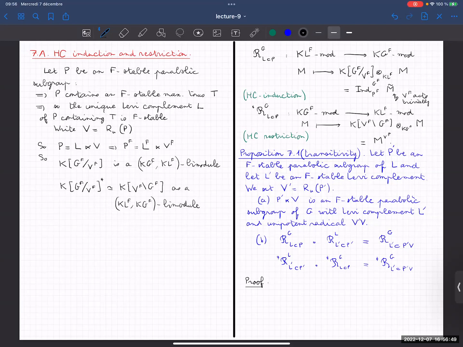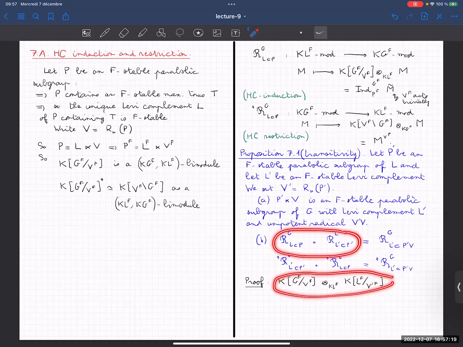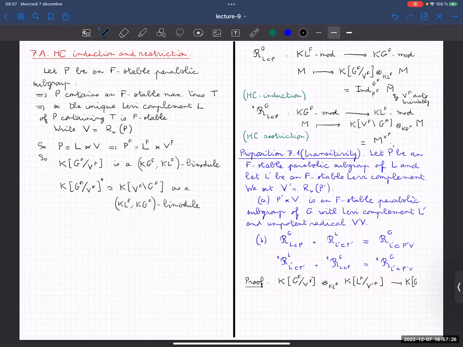Because this is just saying that the map that goes from K G^F modulo V^F, tensored over K L^F, to K L^F modulo V prime^F. So here, this bimodule defines the Harish-Chandra restriction, this Harish-Chandra induction. The tensor product defines the composition, and you must check that it is isomorphic to the bimodule K G^F modulo V prime^F times V^F, and the map is obvious.